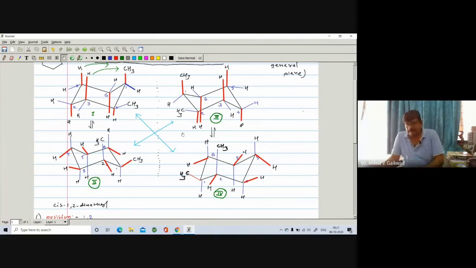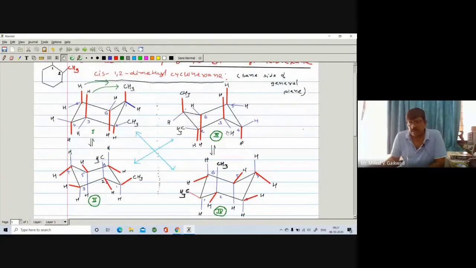Enantiomers are the non-superimposable mirror images of each other. We have also seen that one compound converts into the second and the second can convert into the first. These are the conformational isomers. The third compound converts into the fourth, and the fourth converts into the third. These are the conformational isomers.